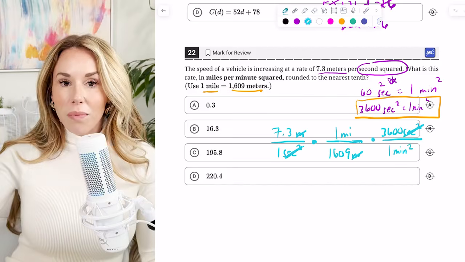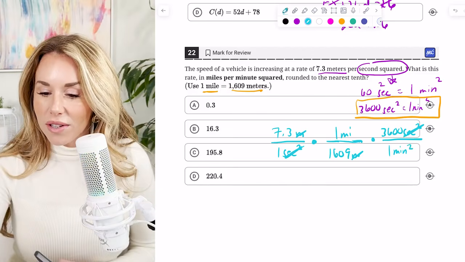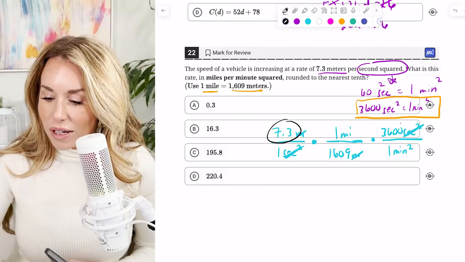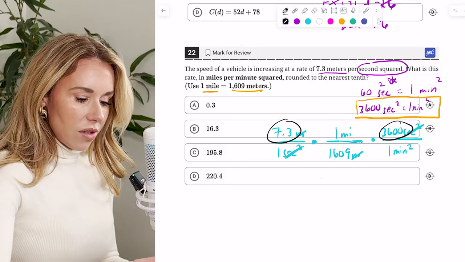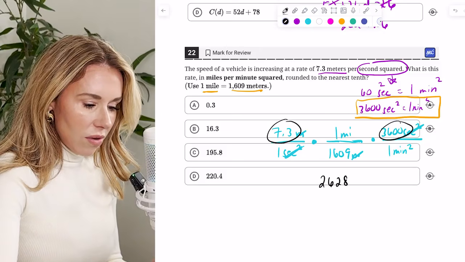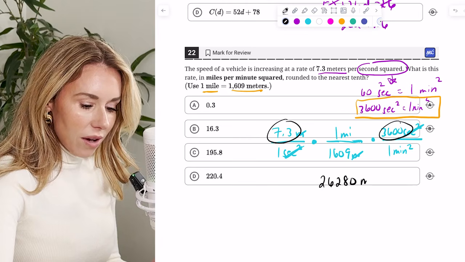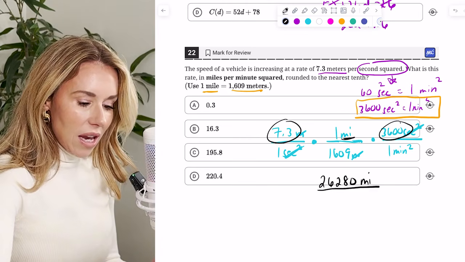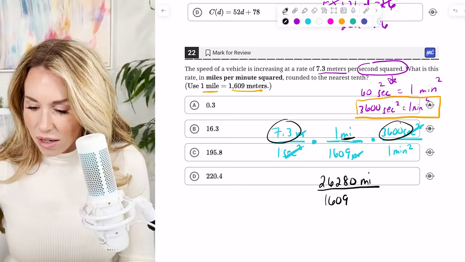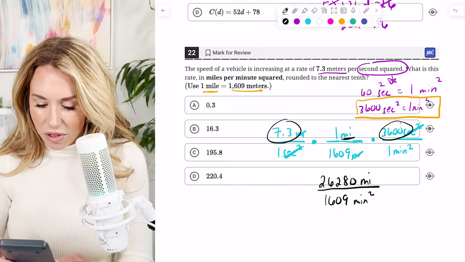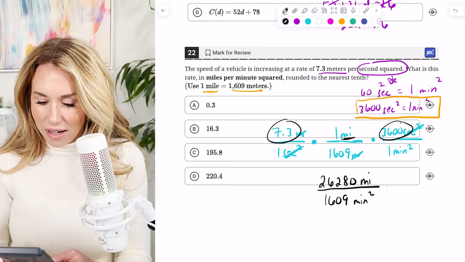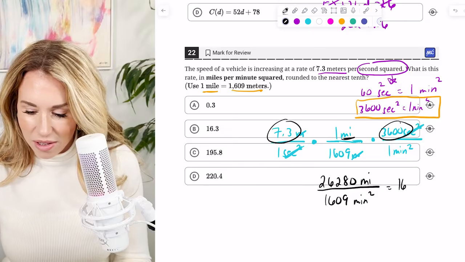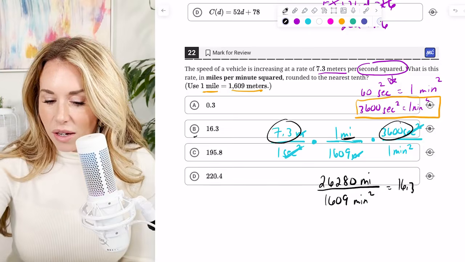Now I'm going to multiply straight across. So I'm going to do 7.3 times 3,600. That's going to be 26280. And that's in miles because that's the only thing left up top. On the bottom, I have 1609 minutes squared. So we'll divide that by 1609. We get 16.3, which is B.